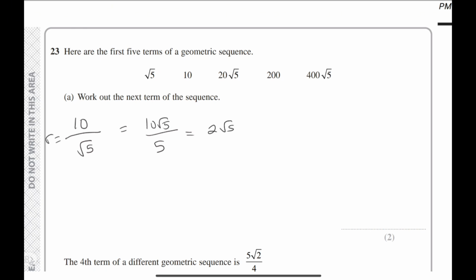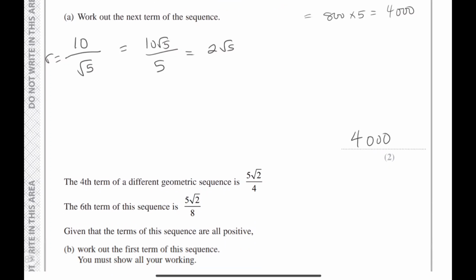So that's the common ratio. Root 5 times 2 root 5 is going to give us 10. 10 times 2 root 5 is 20 root 5, and 20 root 5 times 2 root 5 is 200. Yeah, that makes sense. So to work out the next term of the sequence, 400 times 2 root 5 is going to be the same thing as 800 times 5, which is equal to 4,000. So our answer is 4,000.